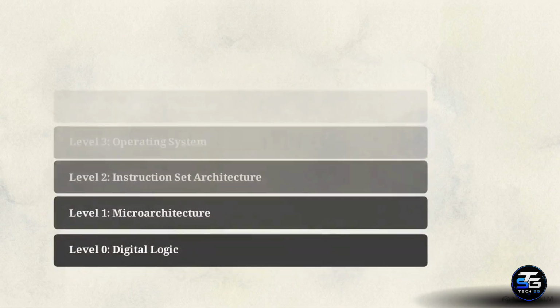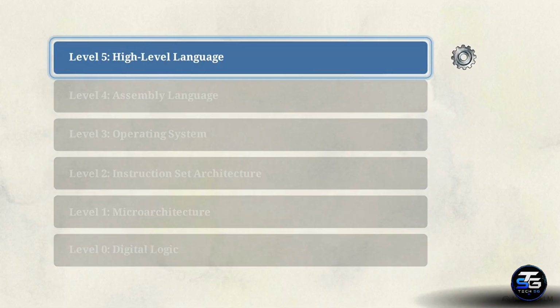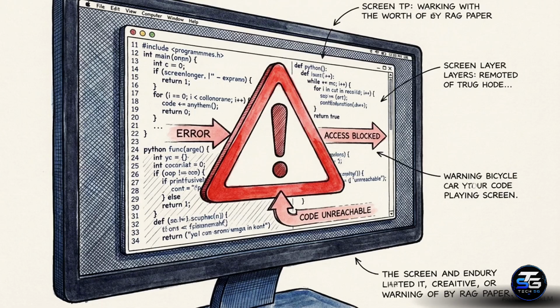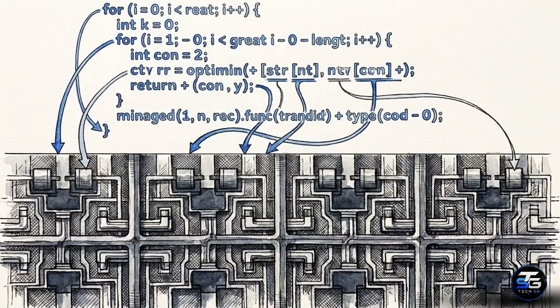At the very top is Level 5, the application-oriented layer. Languages like C++ and Java exist here, designed specifically for human readability and high-level logic. However, the hardware cannot read these languages directly. Programs must compile downward, passing through Level 4 assembly language and the Level 3 operating system, which act as translation layers. Below those translation layers sits Level 2, the instruction set architecture.